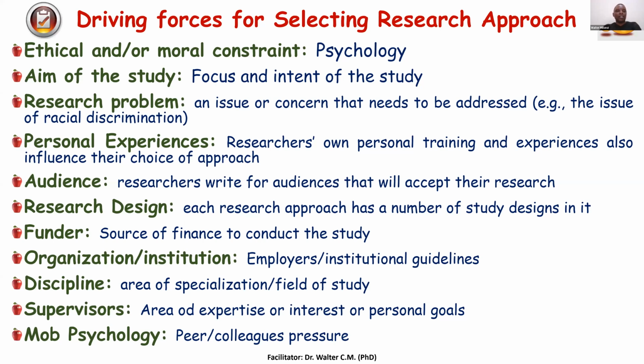Sometimes you'll be driven by the aim of the study, the focus, and the intent of the study. You see, if we want to establish the causal effect in your study, it means which research approach favors such a kind of research? And then the research paradigm will tell you, yeah, it is the quantitative research approach which is appropriate to this study. See? So the aim of a study, if you want to quantify the information from the study participants, will give you the way to select a research approach.